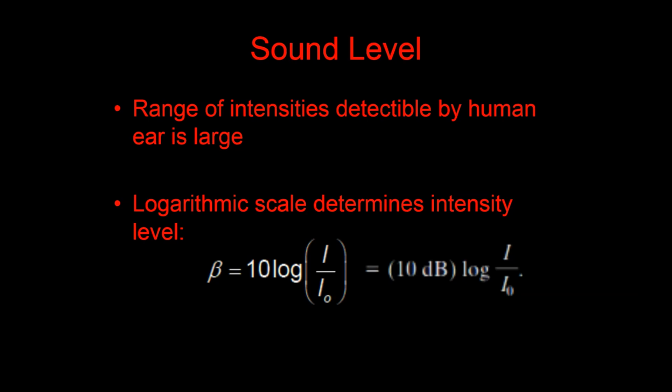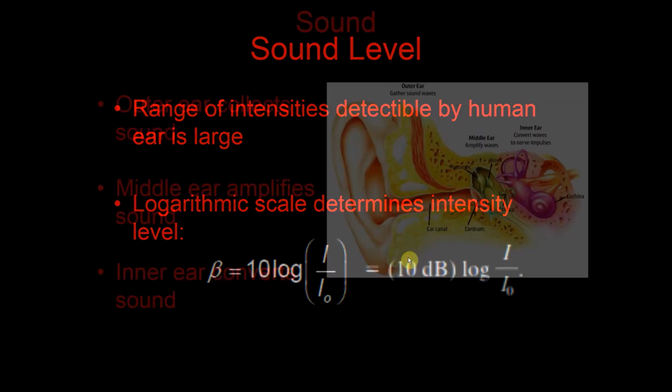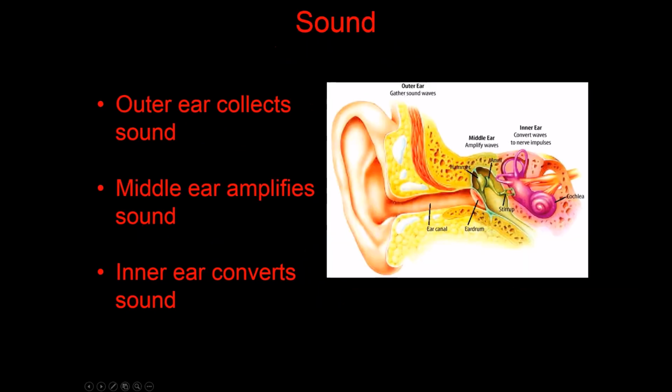So using base 10 logs, our formula to determine the intensity level is beta equal to 10 log I over I0. This is in decibels. And that's the scale for determining essentially human perception of sound in decibels.